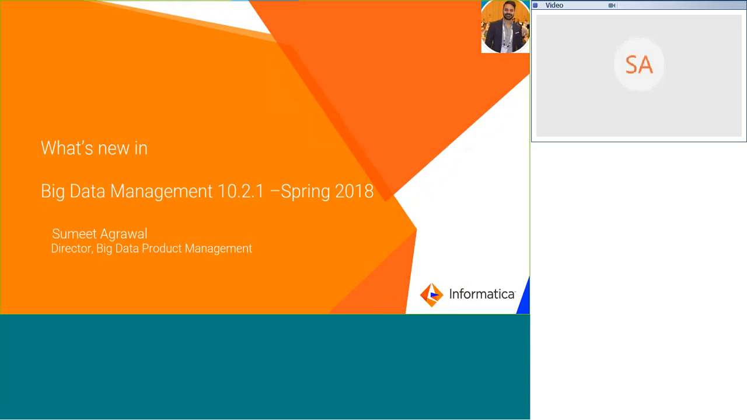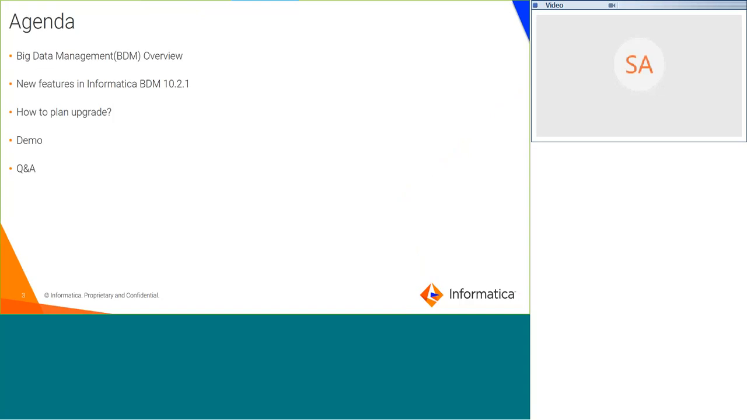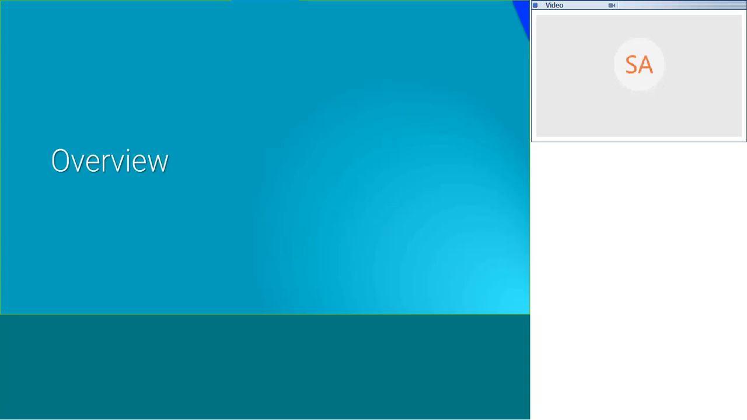In today's webinar, we will talk about our new release, Big Data Management 10.2.1, which is our Spring 2018 release. We will talk about what we are doing in this release, the high-level features and functionality you will get out of it. Then there is a very important section about upgrade, where we will talk about how you can plan to upgrade your environment to 10.2.1. We'll do a quick demo, and then spend the rest of the time on Q&A.